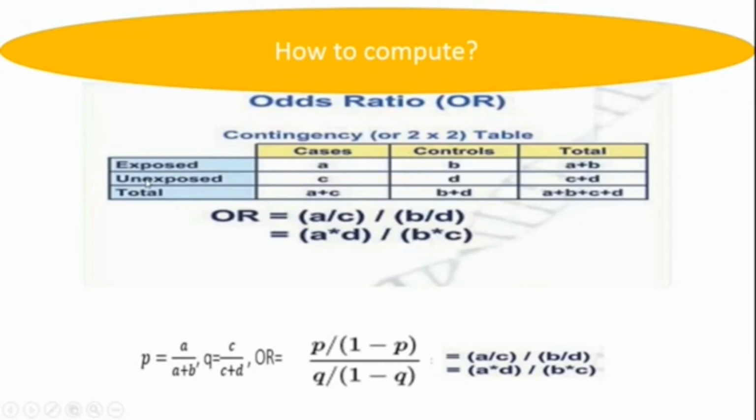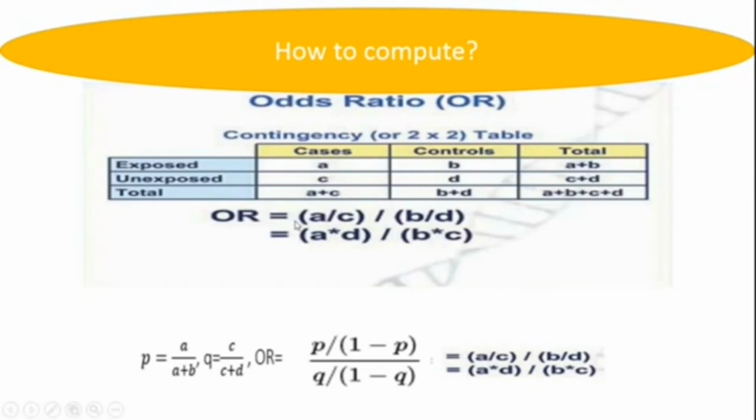A group of exposed or unexposed can be a group of male and female persons or any other variable that can be used in order to express the link or the dependence between two variables. And so the odds ratio is calculated as follows. We have A over C divided by B over D. So you can also have this relationship: A times D divided by B times C.